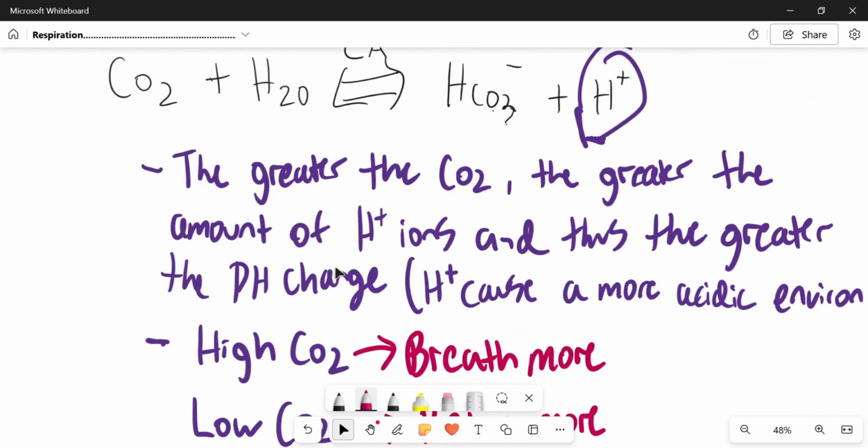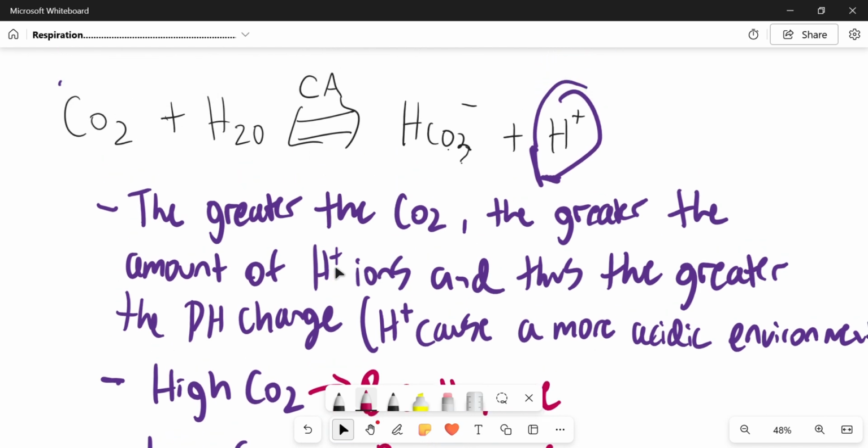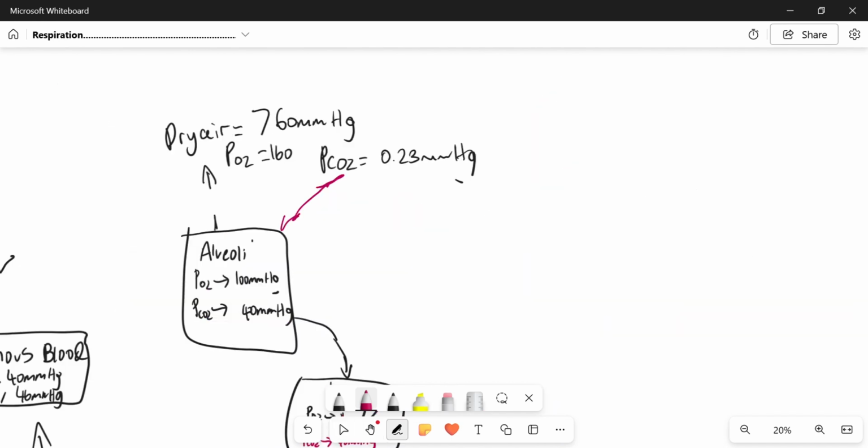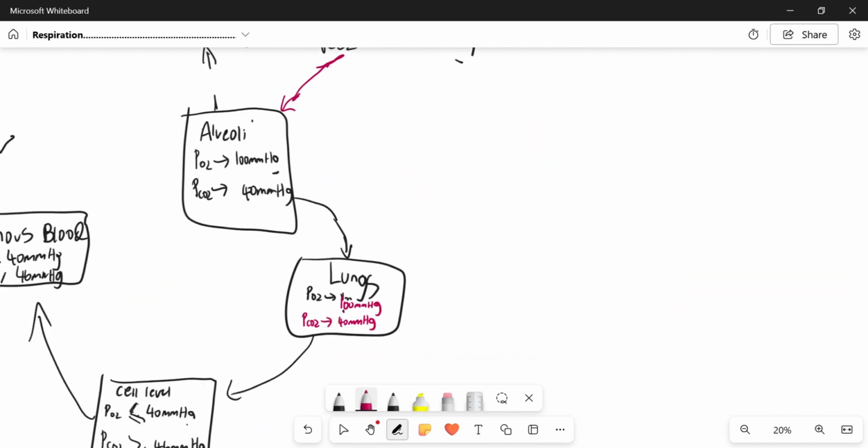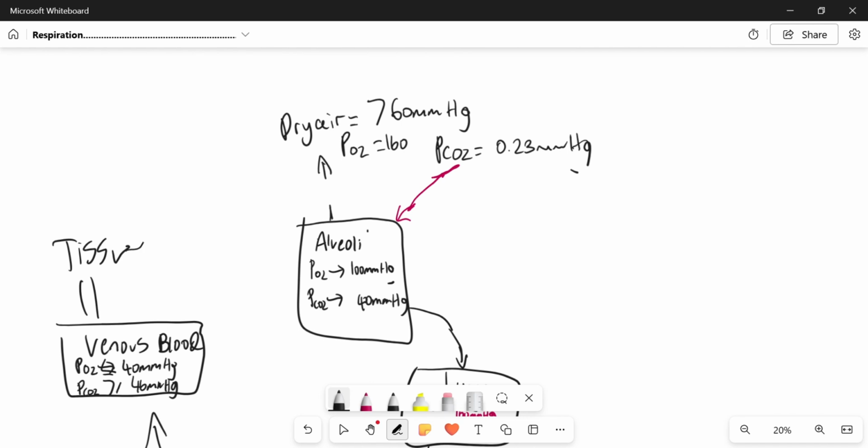That's a really important process to understand of how the respiratory system actually regulates whether it should breathe more or relax more. It's all due to the presence of carbon dioxide and its impact on changing concentration of hydrogen ions, which impacts the pH.